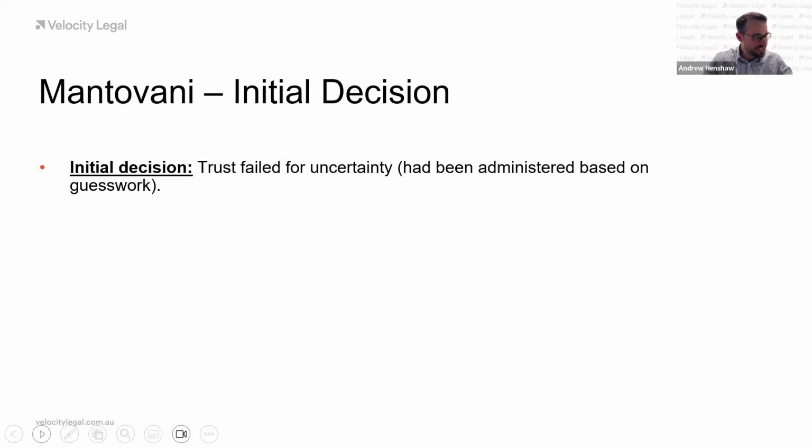What did that mean? Well, that meant that the assets essentially reverted back to Teresa Mantovani. And what that meant is essentially the assets went into her estate. And what that meant is that they could be challenged through her will rather than as assets of the trust. So there was a lot at stake.